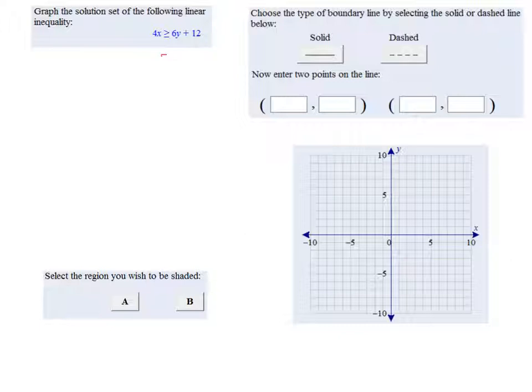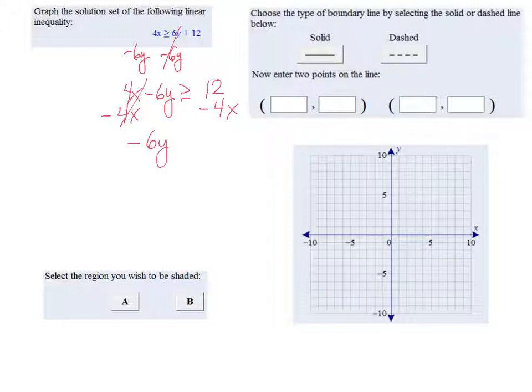Here I go. I'm going to subtract the 6y on both sides. Then I'm going to end up with 4x minus 6y is greater than or equal to 12. And then I'm going to move my 4x over there to the right. Remember, I'm trying to get this into slope intercept form. Now it's going to look like this, greater than or equal to. Since I want it to be mx plus b, I'm going to write my negative 4x first and then my positive 12. Last step is to divide by negative 6.